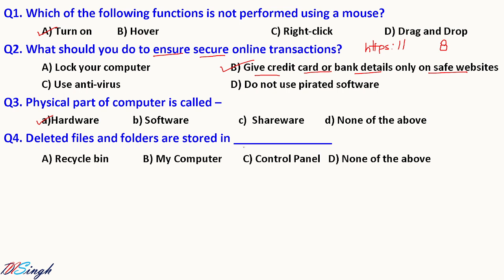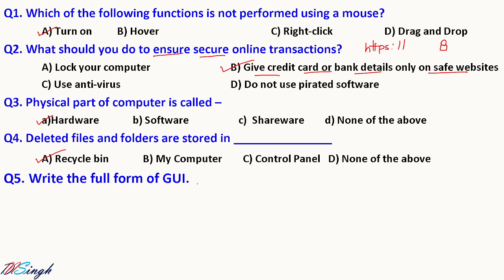Deleted files and folders are stored in, they all are stored inside recycle bin, not in my computer or control panel, none of these. So the correct answer is what? Recycle bin. Recycle bin is a folder that is available on your desktop. So whenever you delete a file normally, it will go to the recycle bin. If you delete a file using shift plus delete, then it is going to be deleted permanently. It will not be stored inside your recycle bin. So there is no way you can get it again. Let us go for the question number fifth.